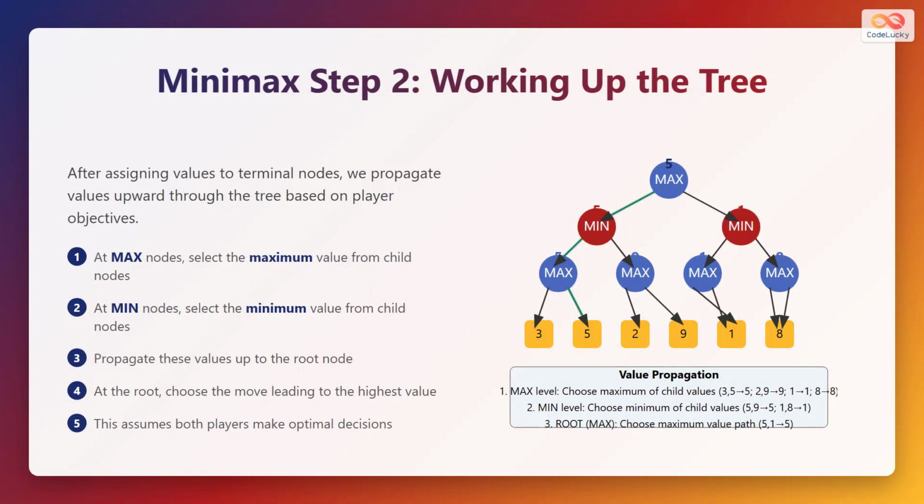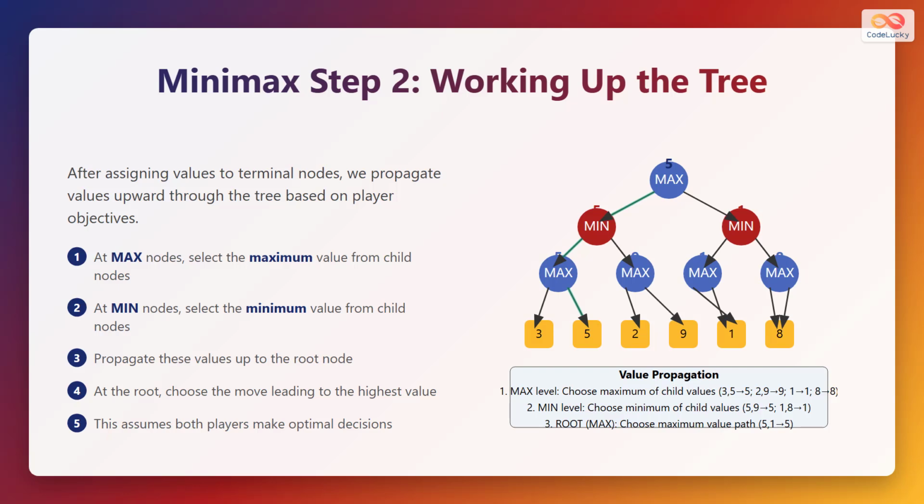After assigning values to the terminal nodes, we propagate values upward through the tree based on the objectives of each player. At the maximizing nodes, we select the maximum value from the child nodes. At the minimizing nodes, we select the minimum value from the child nodes. We propagate these values all the way up to the root node. At the root, we choose the move leading to the highest value. This assumes that both players make optimal decisions.